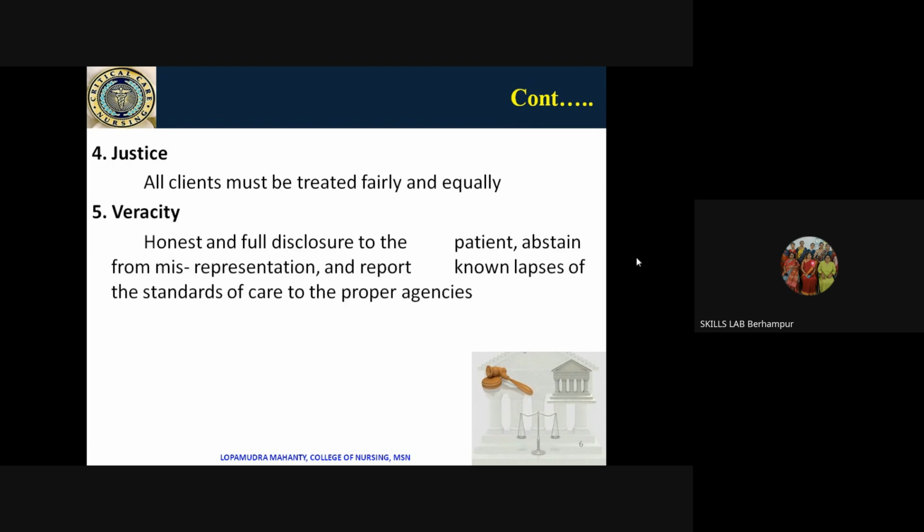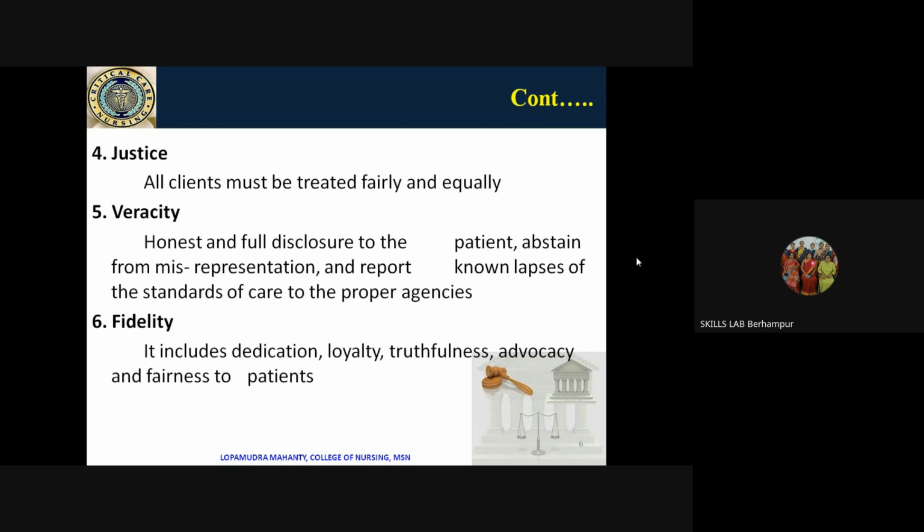Then veracity. Veracity means honesty and full disclosure to the patient, abstaining from misrepresentation, and reporting lapses in the standards of care to the proper agencies. That means veracity. Then next is fidelity. You all know these principles from your advanced nursing practice and the nursing foundation topics. These are always applicable in nursing practice. Fidelity includes dedication, loyalty, truthfulness, advocacy, and fairness to the patient.